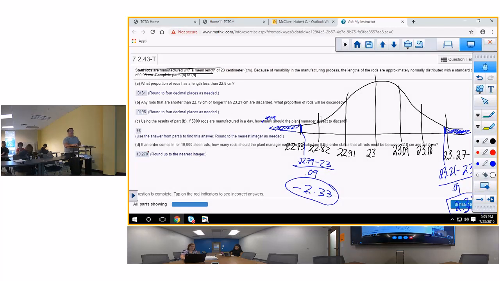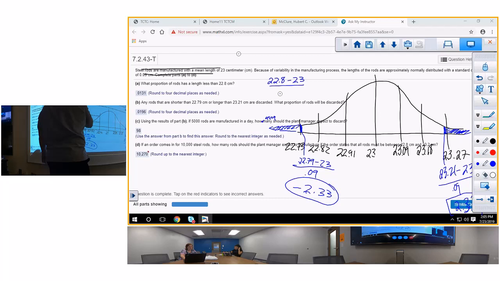All right, what does it say? 22.8? Do y'all look in your notes? What is the z-score for 22.8? 22.8 minus 23 over 0.09. What does that come out to be? Negative 2.222. Negative 2.22.